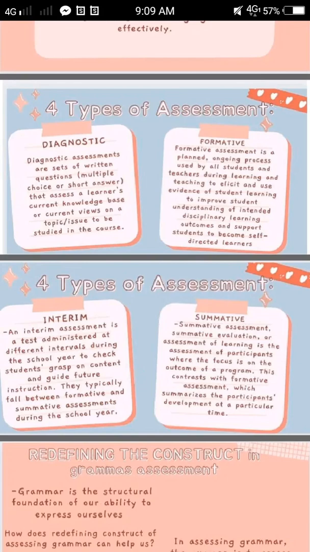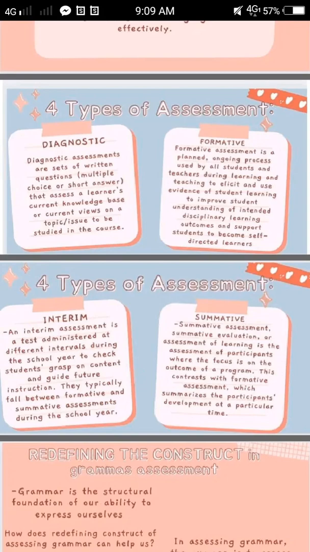The third type of assessment is interim. An interim assessment is a test administered at different intervals during the school year to check students' grasp on content and guide future instruction. They typically fall between formative and summative assessment during the school year. Interim assessments can help teachers identify gaps in student understanding and instruction, and ideally, teachers address this before moving on or by weaving remedies into upcoming instruction and activities. For examples, chapter test, extended essay, a project scored with a rubric.